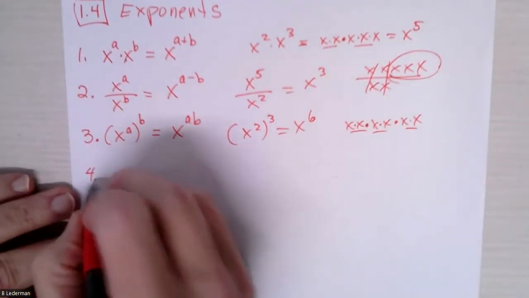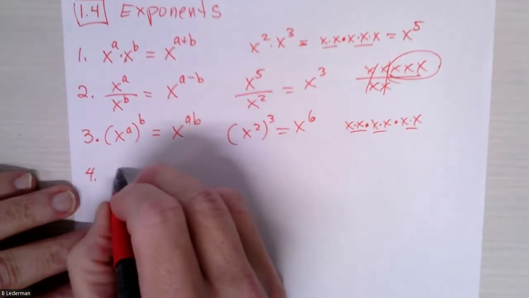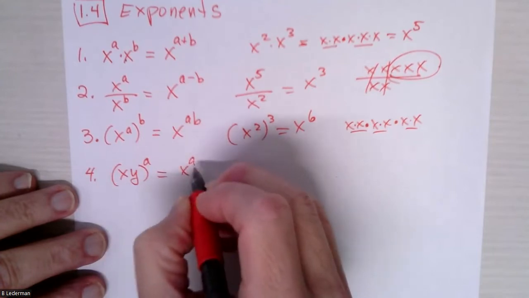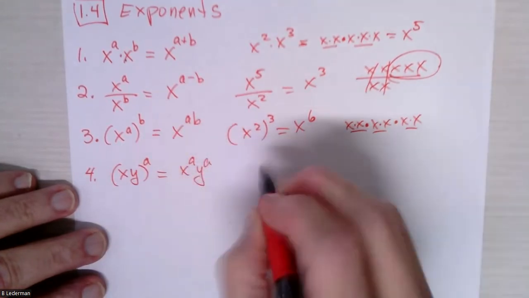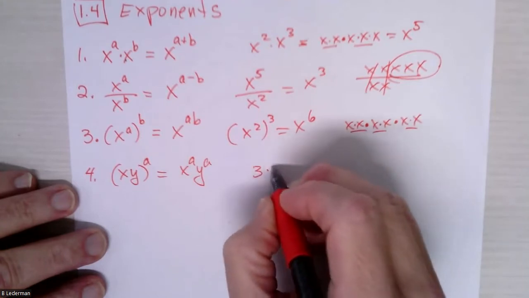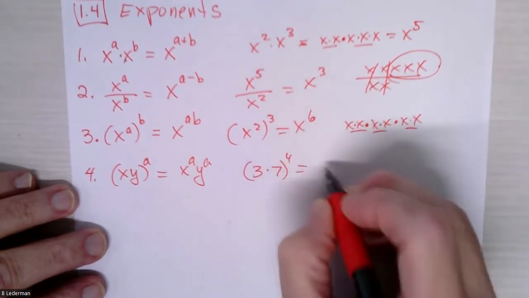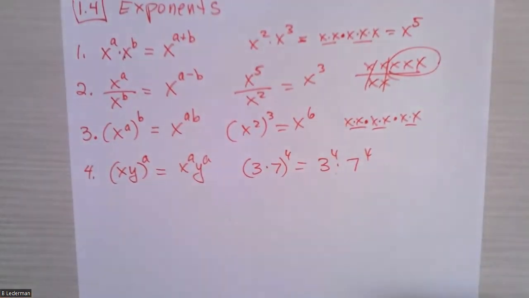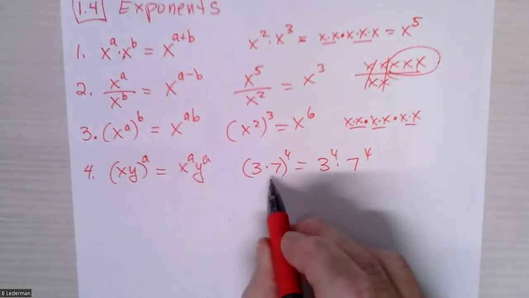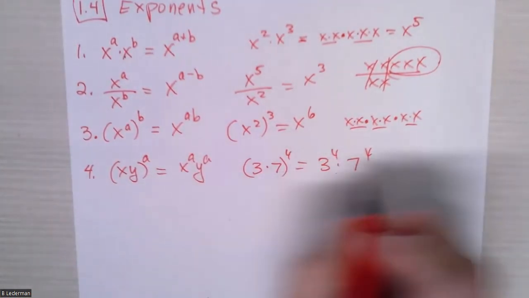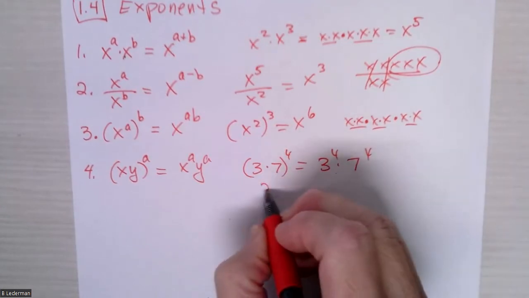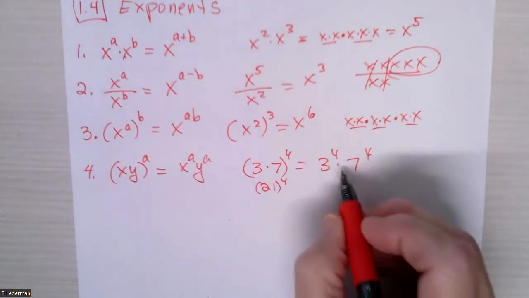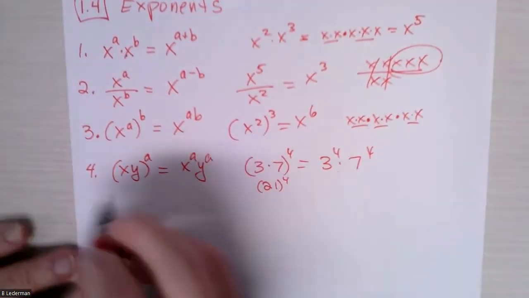I guess another rule would be that xy to the a power is equal to x to the a times y to the a. So 3 times 7 to the fourth power would be 3 to the fourth times 7 to the fourth. Feel free to work this out on your calculator. In other words, we're saying that 21 to the fourth, 3 times 7 is 21. So on your calculator, you could do 21 to the fourth. You could also do 3 to the fourth times 7 to the fourth. You'll get the same answer.